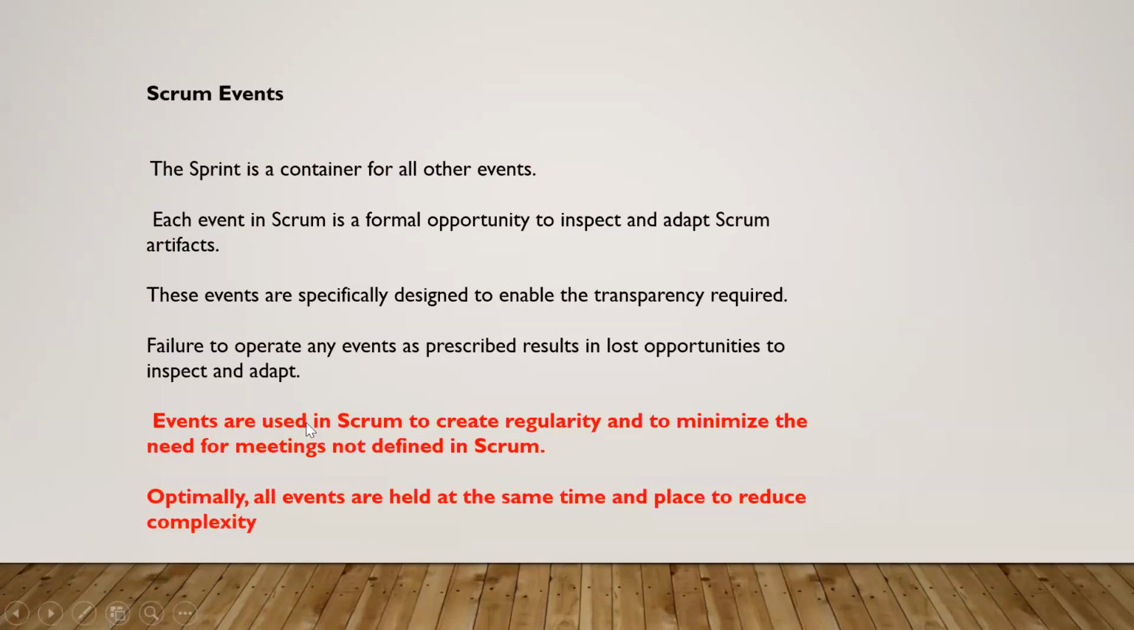Any questions here on the Scrum events? All the Scrum events are designed in such a way that there is transparency involved and people are going to adapt to it. Any failure in the events will lead to losing this particular inspection and adaptation. Scrum says it's better to avoid meetings which are not required other than the Scrum events. But even then it happens that there are some meetings which are not defined but happen.